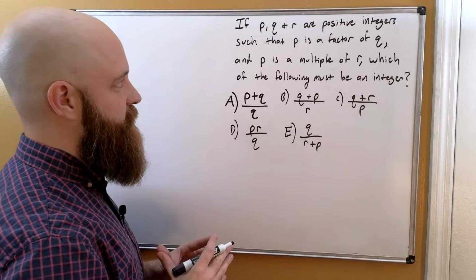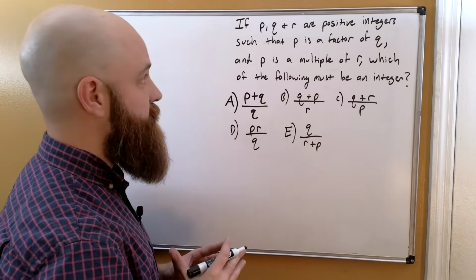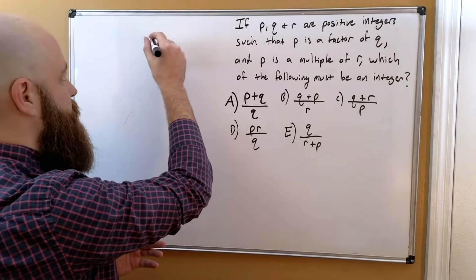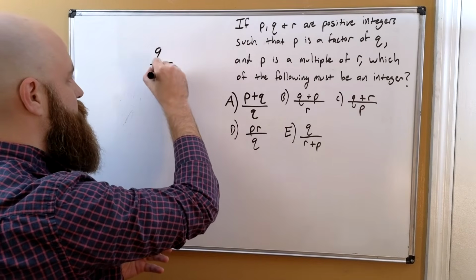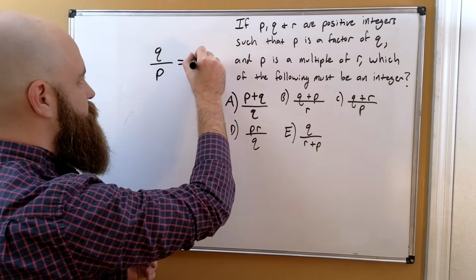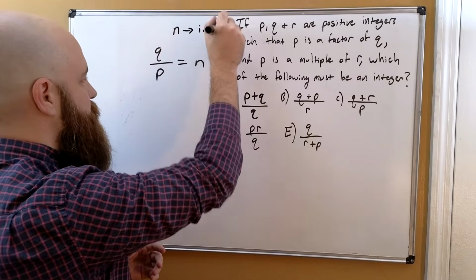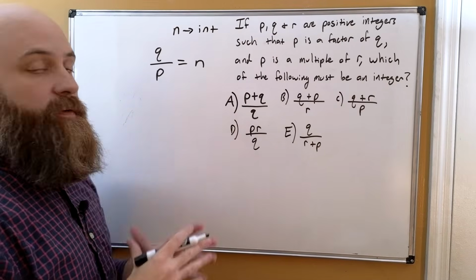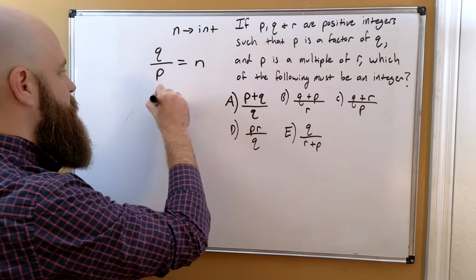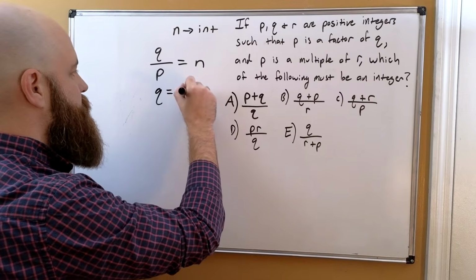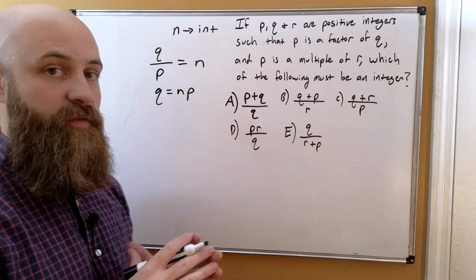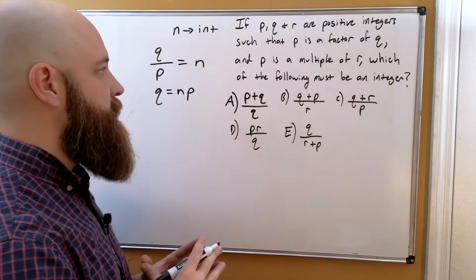P is a factor of q. Okay, so I guess that means q is divisible by p, so I could write that relationship this way: q over p has to be an integer. Maybe I'll call that integer n, remind myself, okay, n is an integer. And this is one way to write this relationship. I could also write it like this: q is equal to n times p. I don't know which is going to be more useful, but maybe good to be flexible. I have either one if I need it.